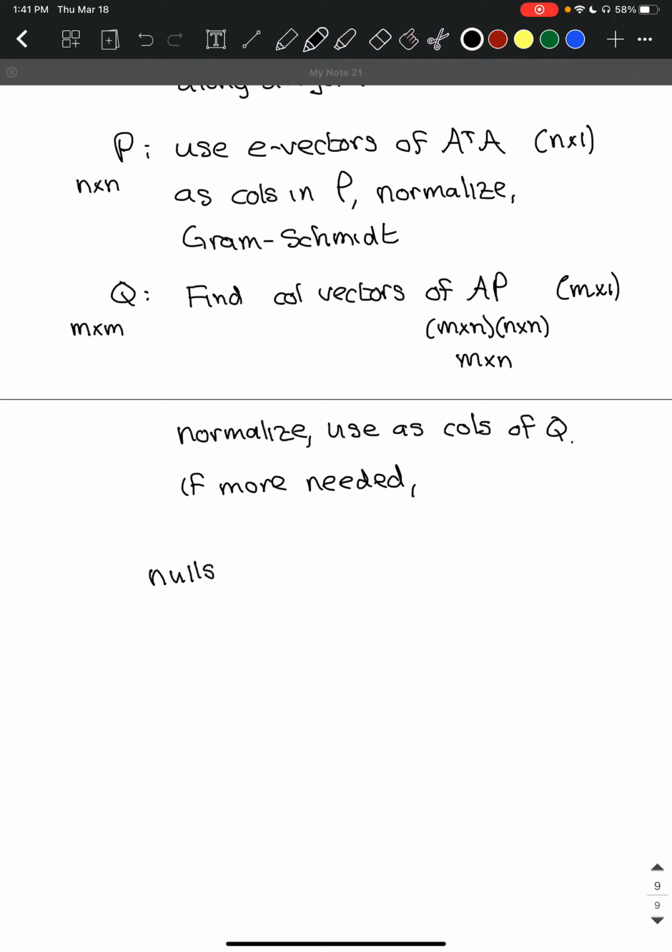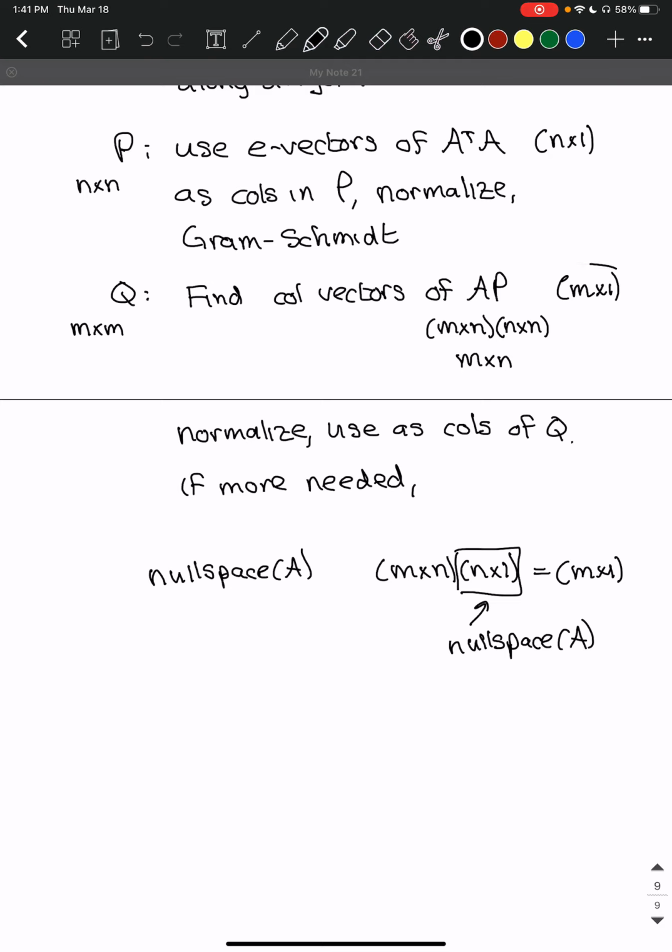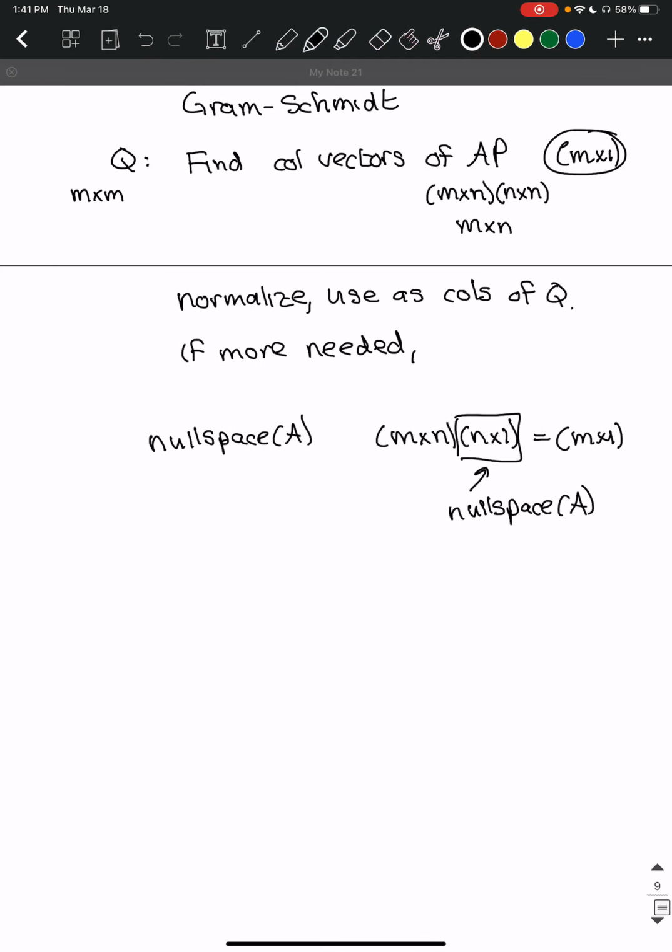Well, I can't go looking in the null space of A. Let's look why. The null space of A are all the vectors that get sent to 0 under A, right? So A is m by n. If I need to multiply a vector, it's n by 1 to get me an m by 1 matrix. These right here are my null space of A. They're going to be n by 1 column vectors. And that can't happen, right? I need m by 1 vectors.